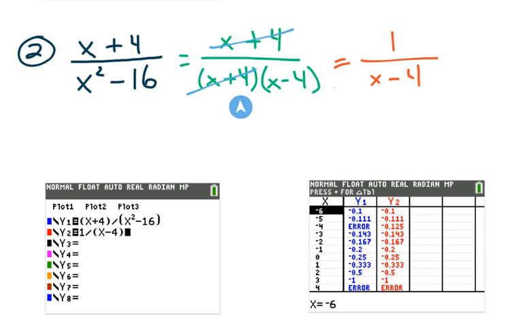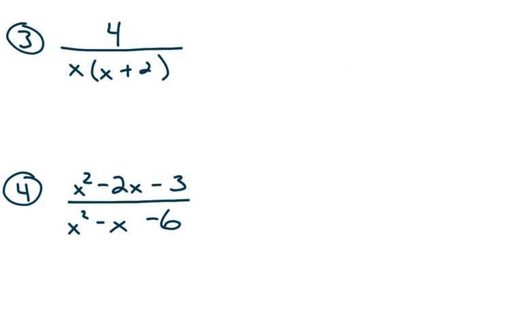So to keep these two expressions equivalent, the original one and the one in red, our final answer, we need to exclude that one value where it's inconsistent. So our answer is going to be 1 over x minus 4, and x cannot be equal to negative 4. That's the excluded value we need to list. All right, let's try a couple more.